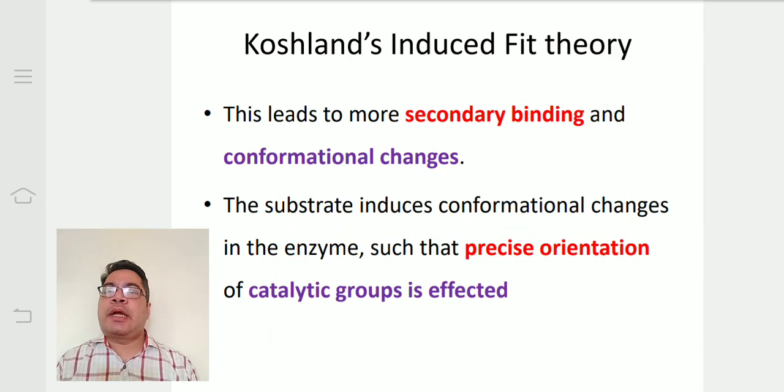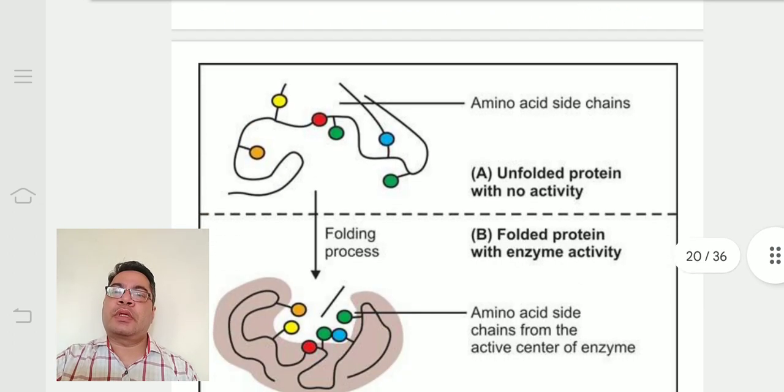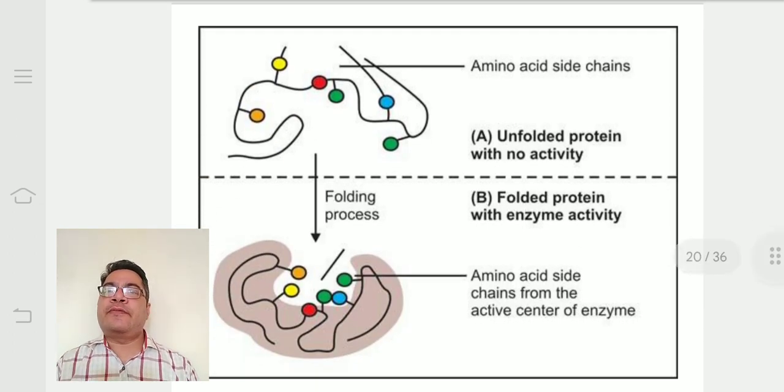In this diagram, we can see that amino acid side chains are arranged haphazardly, forming unfolded protein with no activity. But when the folding process begins, the amino acid side chains from the active center of enzyme start building up, leading to folded protein with enzyme activity.